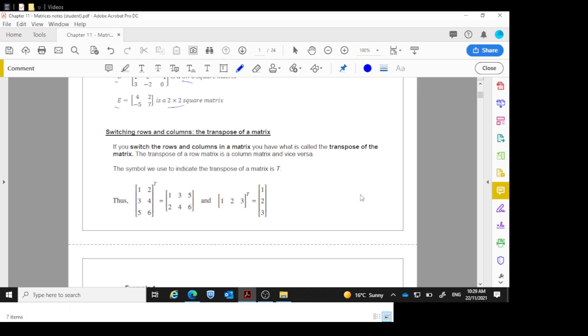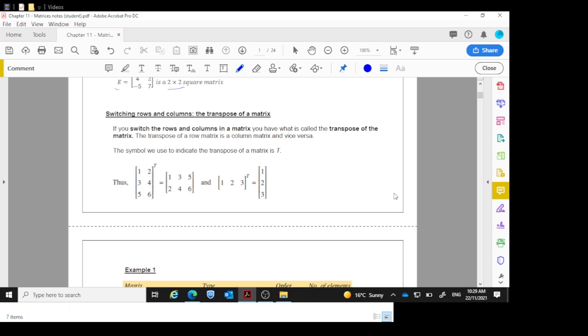Okay, switching rows and columns, the transpose of a matrix. What the transpose of a matrix does, and we can do this on the calculator, but you can do it really very quickly, is we make the row become a column. That's what we're doing. We're swapping them over. So here we've got a row, but that row becomes a column. Then we've got this row, 3, 4, and becomes that column. 5, 6, becomes that column. This one is just one row, 1, 2, 3. It becomes one column, 1, 2, 3.